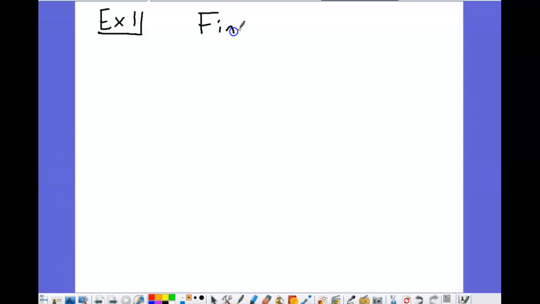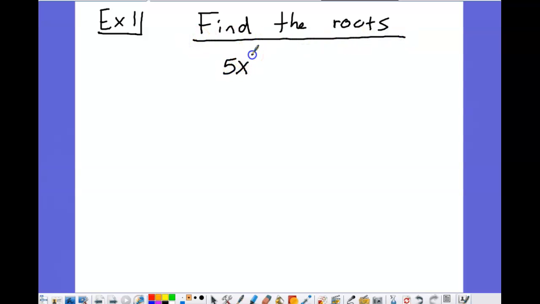Find the roots. That's our direction. Find the roots. Ew. That's a big number. Oh well. Oh, I put 0. Shame on me. We're going to put a y there.